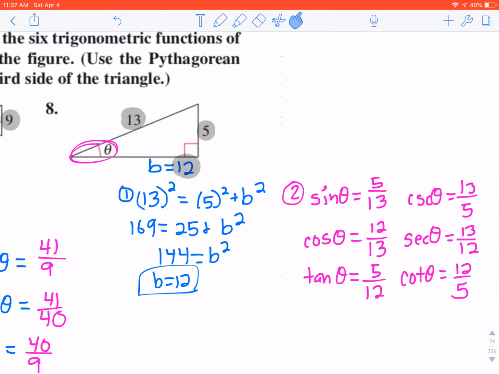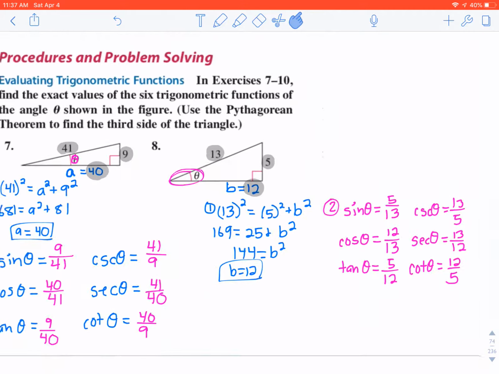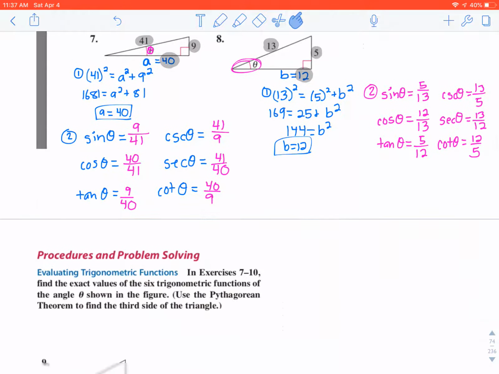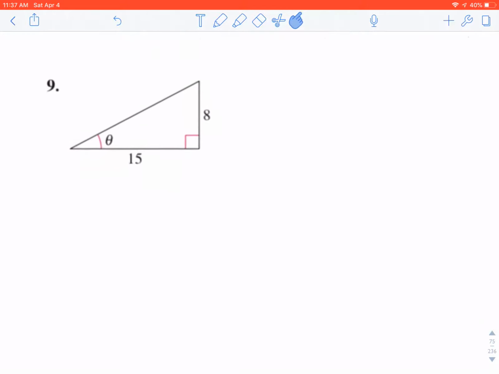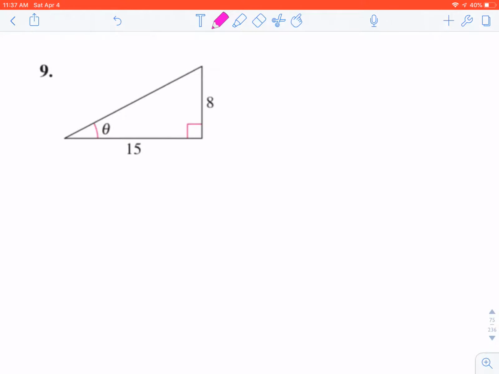Okay, so that's number 8. Let's now look at number 9. Okay, so number 9, our missing side is now the hypotenuse. So we want to find our hypotenuse first before we can set up our 6 trig ratios.